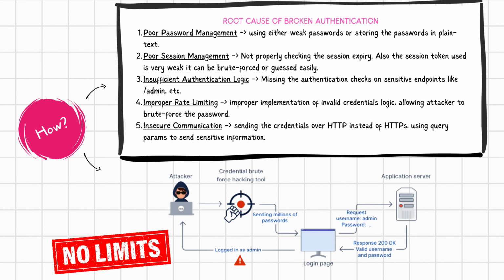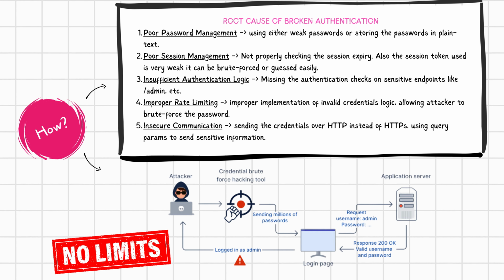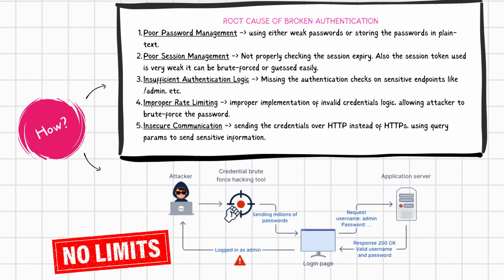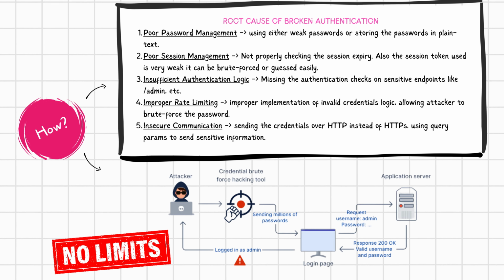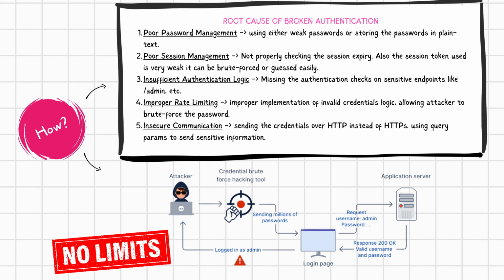So first is poor password management. Let's say that application or that API is allowing weak passwords or storing the passwords in plain text credentials. So that is poor password management. Second is poor session management. Poor session management would be, let's say, you logged in 1 year ago and there is a session token generated.